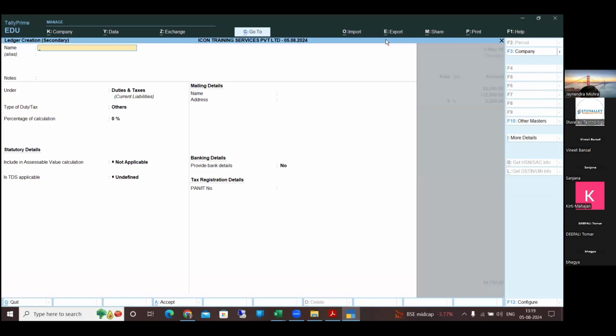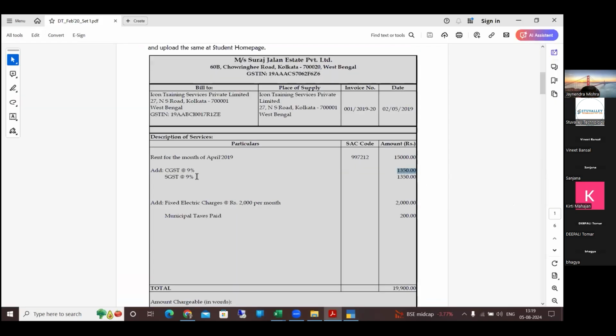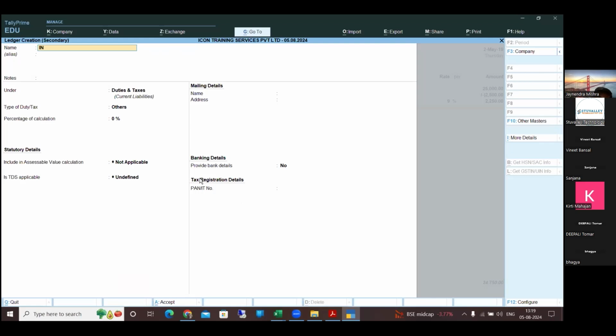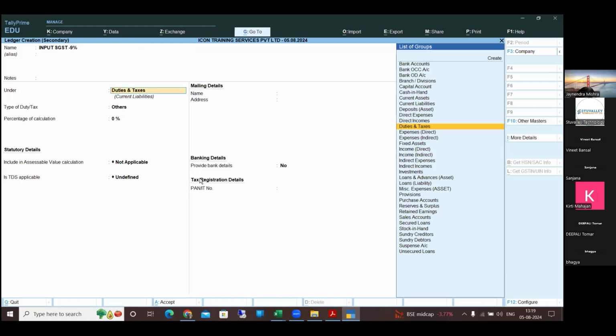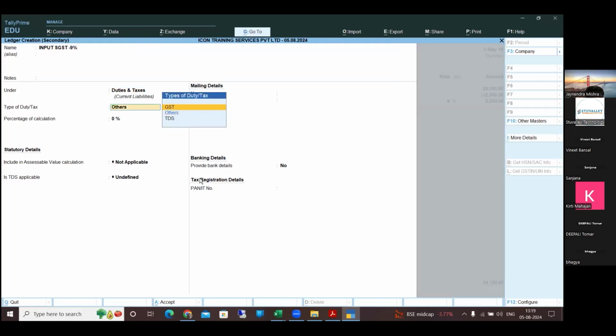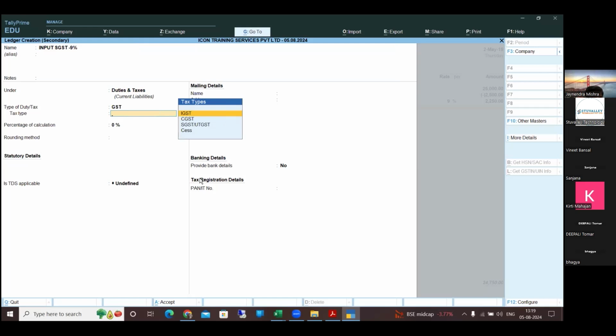Again, after CGST, what do we have, friends? SGST. Let's create that ledger also. Grouping will be the same, friends: duties and taxes. This is SGST, that's why it is under SGST. Rate is 9%.